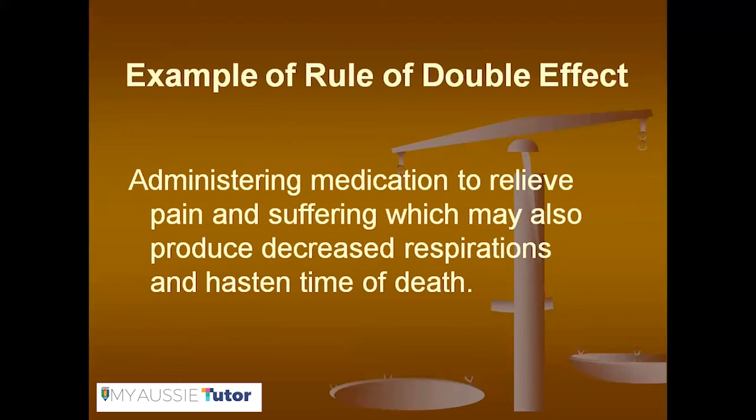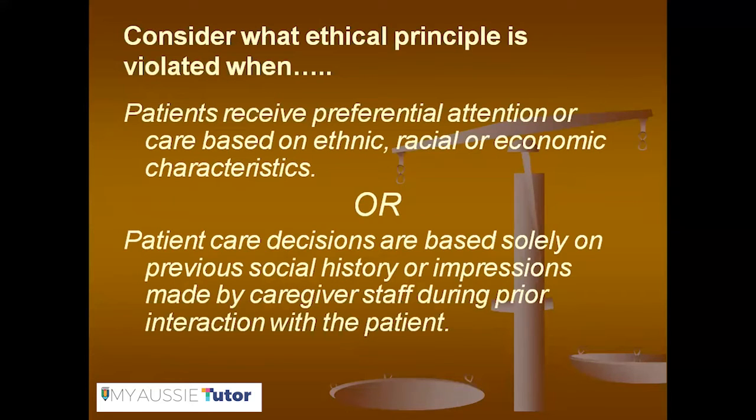What is the example of the rule of double effect? That you're administering medication to relieve pain and suffering, but it might also produce decreased respiration and hasten the time of death. So this is the rule of double effect where it will be applied. Consider what ethical principle is violated.